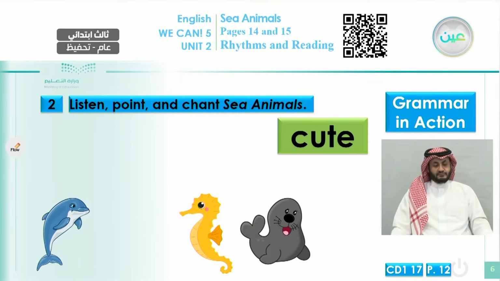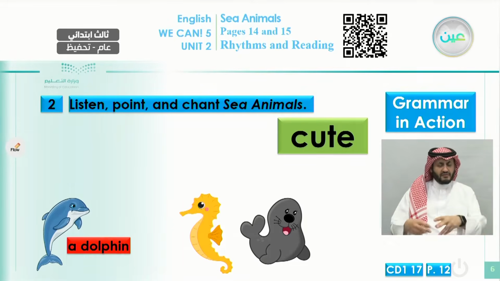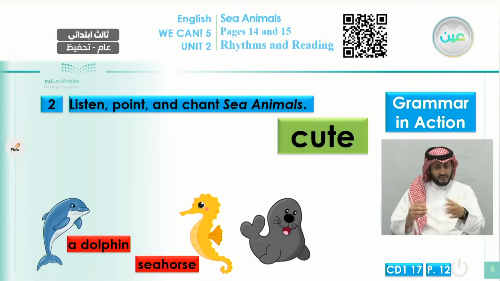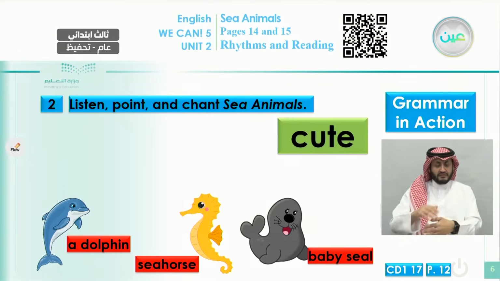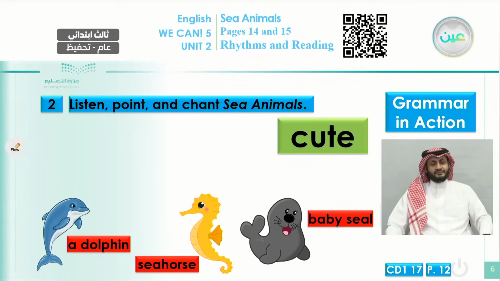The same we do with other three animals. The first one using the adjective cute here. All of them are cute. The first one here is a dolphin. The second one, what is it? It's a seahorse. And the third one is a baby seal.